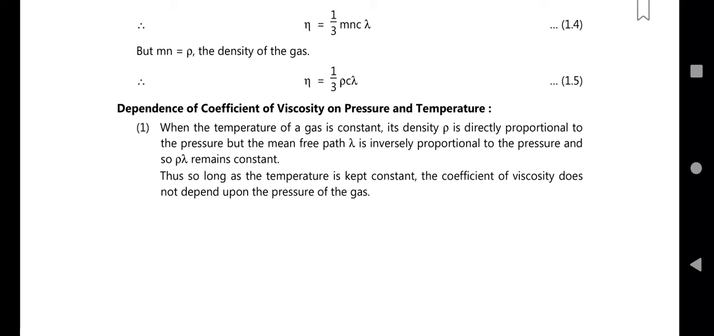Now, dependence of the coefficient of viscosity on pressure and temperature. When the temperature of a gas is constant, its density is directly proportional to the pressure, but the mean free path is inversely proportional to the pressure, and so rho lambda remains constant. We saw this earlier; these quantities remain constant. Thus, so long as the temperature is kept constant, the coefficient of viscosity does not depend on the pressure of the gas.